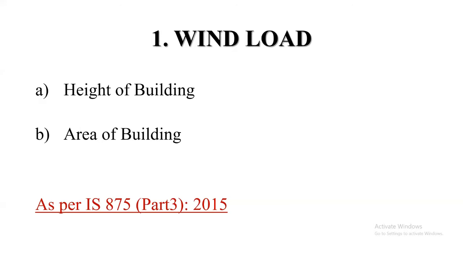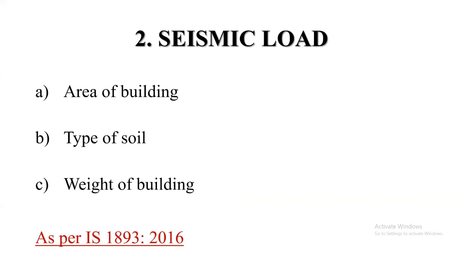I think in the British code there is not much importance of wind. So it has different zones, but the basics should be the same. Wind basically depends on the height of the building and the area of the building. For seismic load, the weight of the building, along with the type of soil, plays a very important factor, because seismic means earthquake originates from the ground. So the type of the soil, the weight of the building, and the area of the building impact our seismic loads.